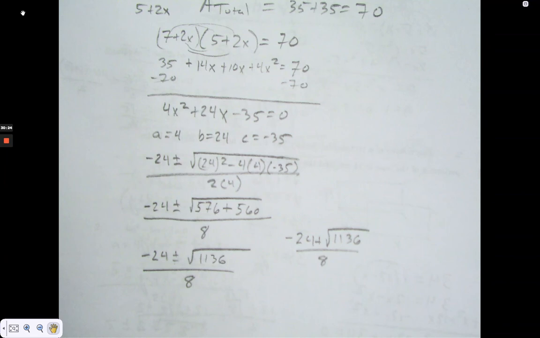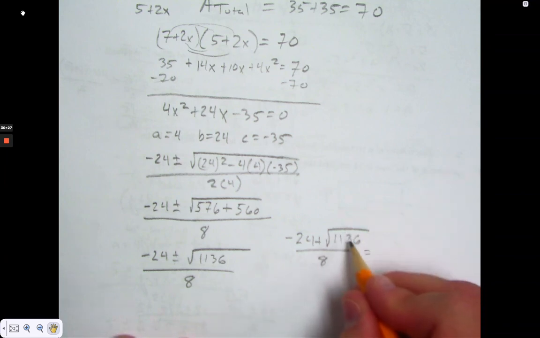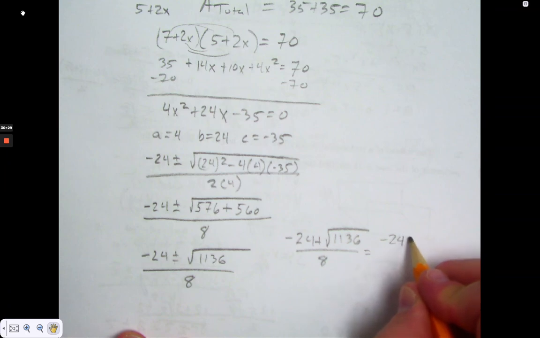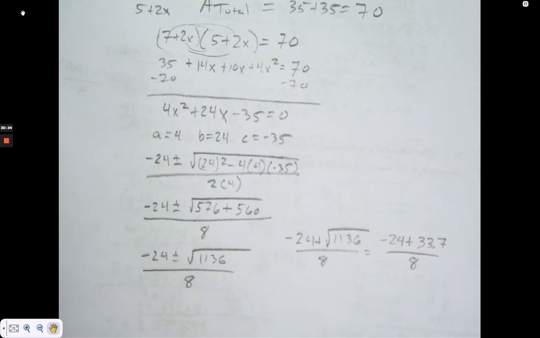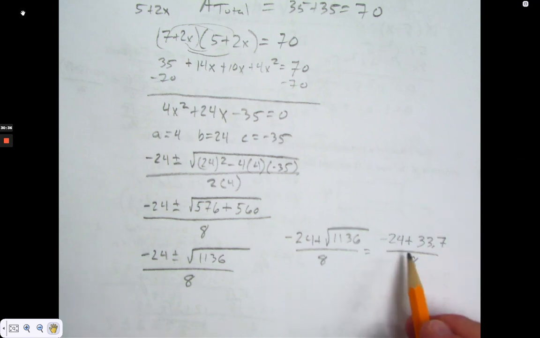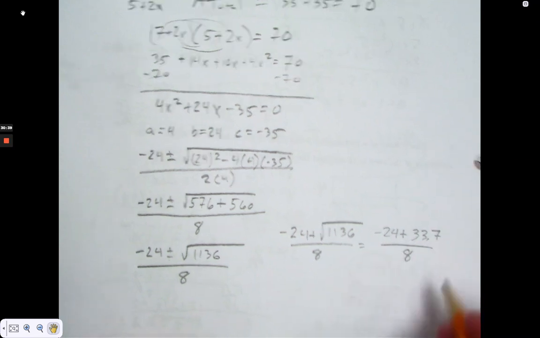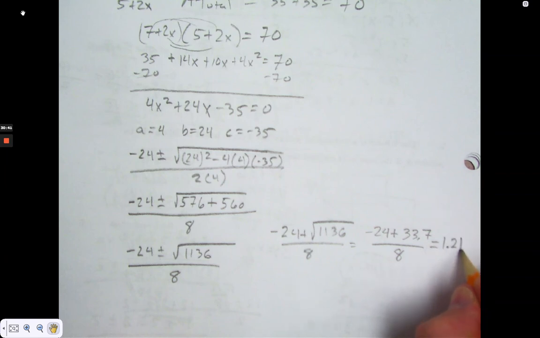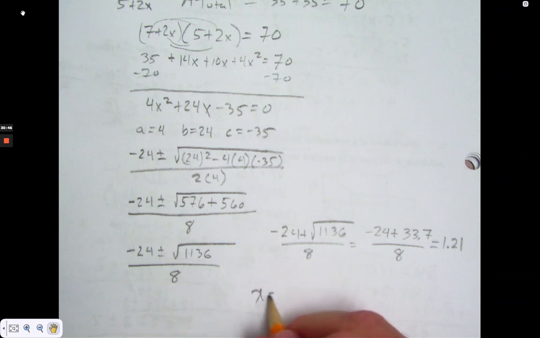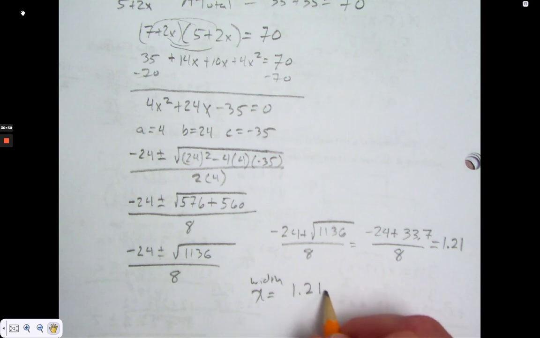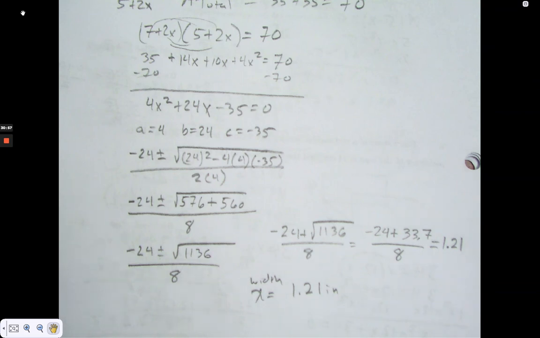So if you check this in your calculator for a decimal approximation, the square root gives you 33.7. So if I do my negative 24 plus my 33.7 divided by 8, that gives me 1.21. So my x, which was my width, equals 1.21 inches. Now, that's an approximation, but that's very, very close. We just rounded it.